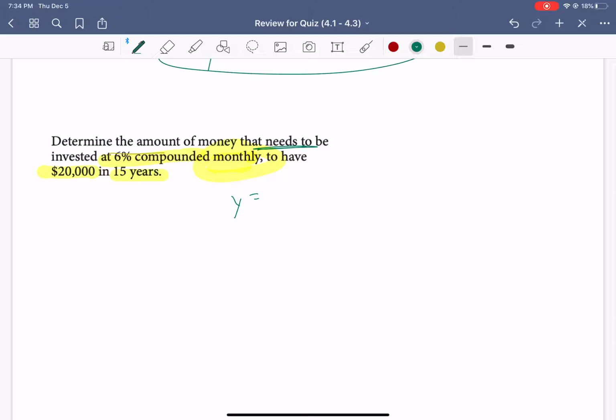So remember, we had this equation. Now that we can't really see it, it's off the screen. All right. Determine the amount of money that needs to be invested. That means our P is our variable.